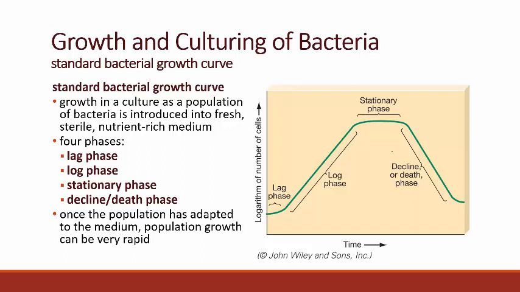And the thing to notice here is that once the population has adapted to the media that it's living in, so if you take bacteria from an old culture, those bacteria have become adapted to a nutrient-poor medium. And so once the bacteria have adapted to being in a nutrient-rich medium, then population growth can be very, very rapid. And that contributes then to what we talk about as the log phase.